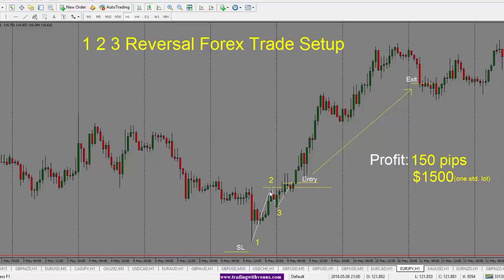We look for price to make a high and then a higher low, which is our number 3, and we are looking for price to close above number 2. Once price closes above number 2, we get a long entry, we enter the trade, and then as long as price is making higher lows, we stay with the trade. The very first low that we get which is lower than the previous low, that's our cue to exit the trade. From entry to exit here, it's 150 pips in the trade or $1,500 if trading one standard lot.